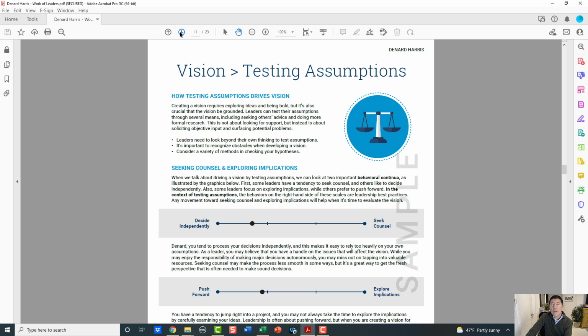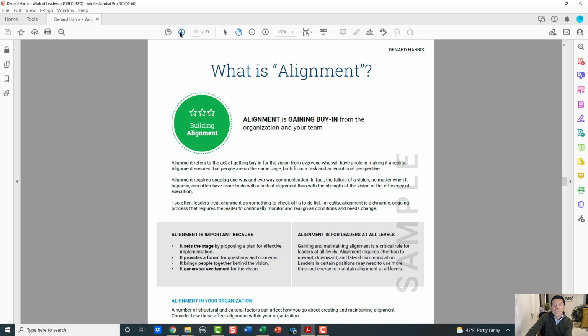However, as they learn and grow and mature and become better at crafting a vision, they would most likely temper their usual inclinations and instead open up to seeking counsel and exploring implications. So these are coaching conversations to have.